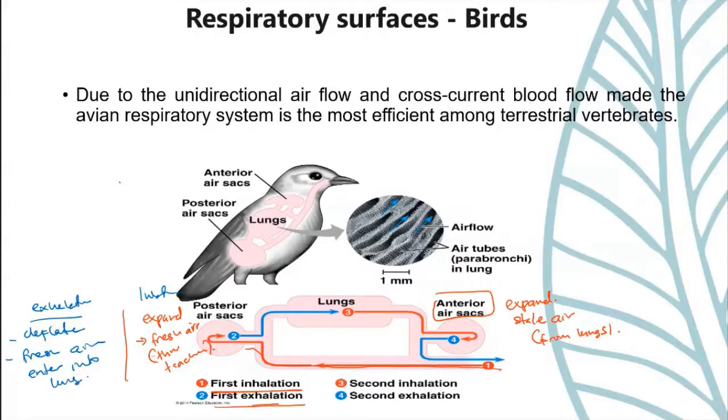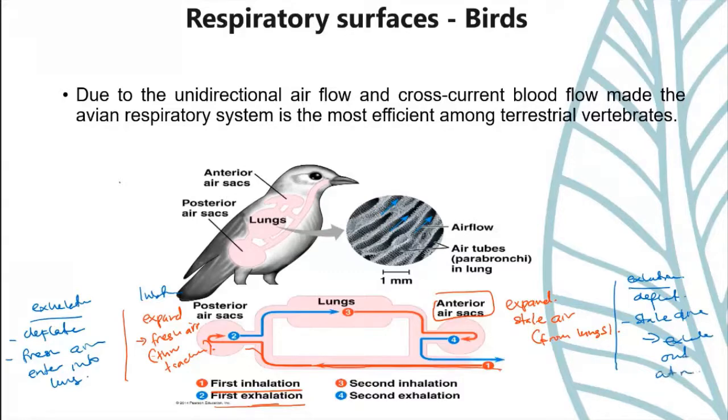Okay, enter into lungs. At the same time, during exhalation, there is also something that happens at the anterior air sac. The anterior air sac will deflate, causing stale air to enter into the trachea and then be removed or exhaled out. Exhale out into the atmosphere. So that is for the bird respiratory system.